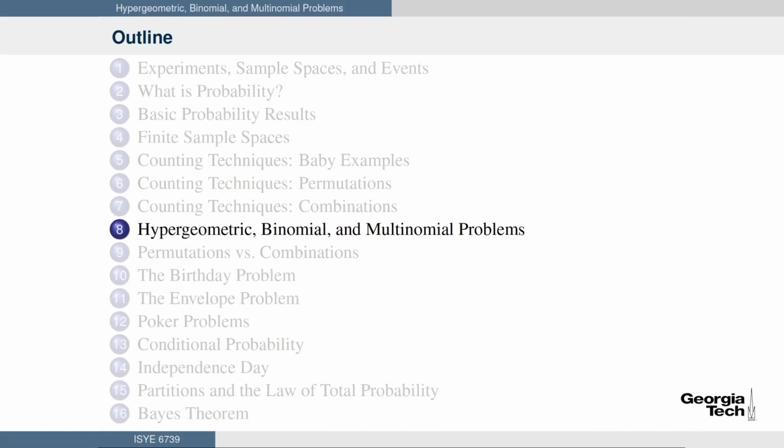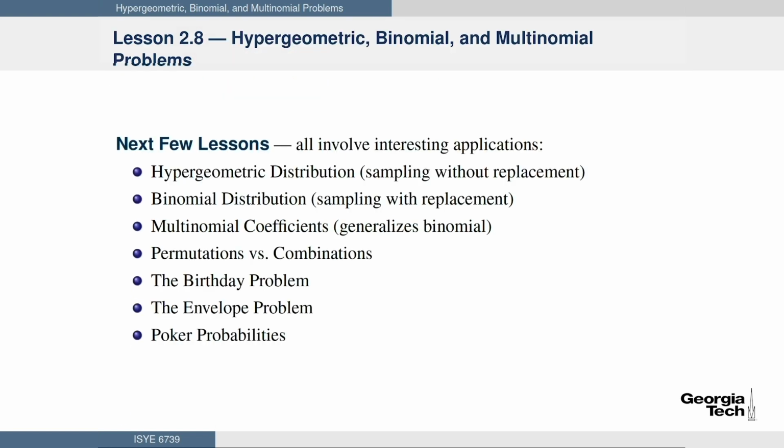Hi class, we'll be talking about hypergeometric, binomial, and multinomial problems. Here's what's coming up in the next few lessons. All of these involve interesting applications of counting techniques. So in this lesson, I'll be talking about what's known as the hypergeometric distribution. This is a problem that involves sampling without replacement.